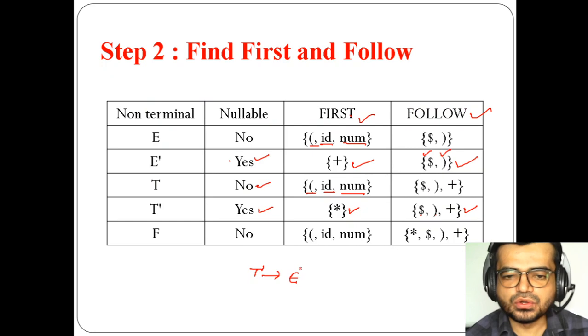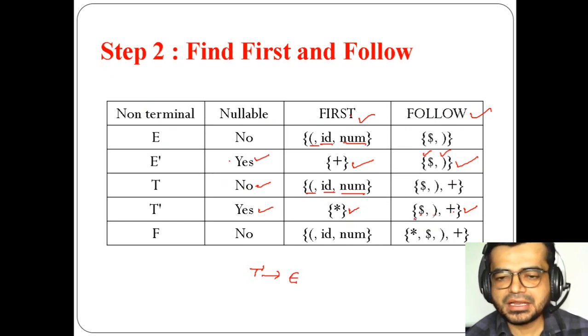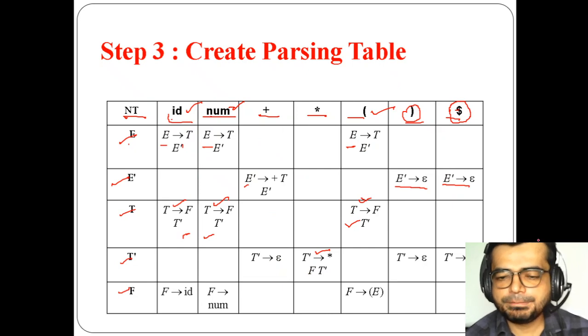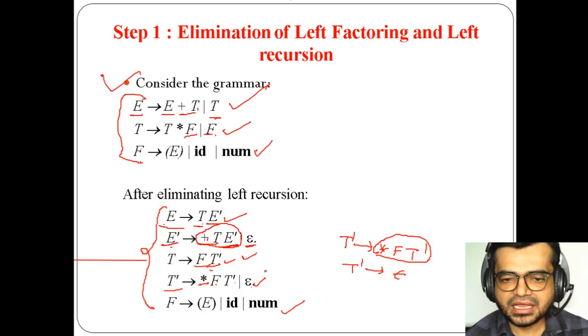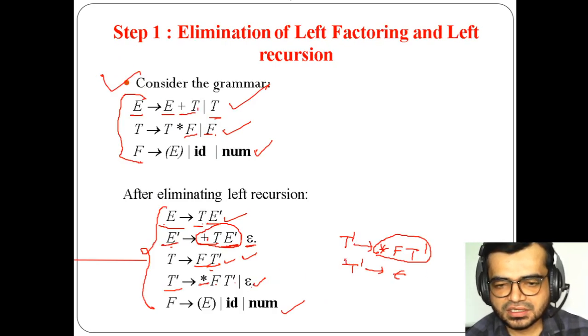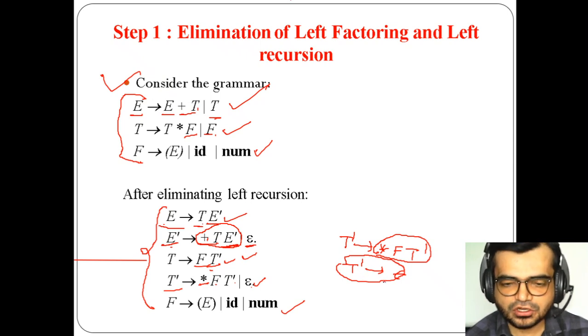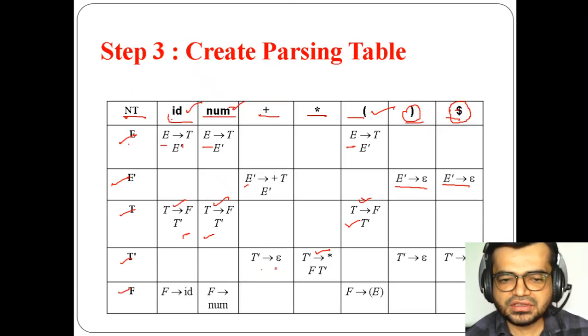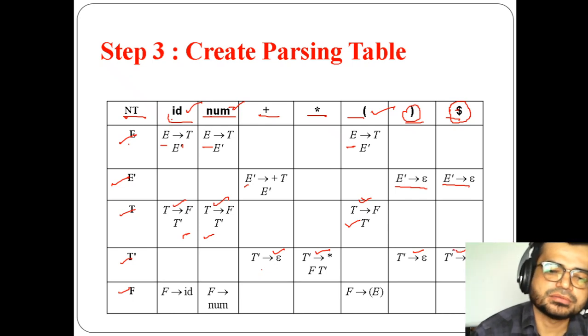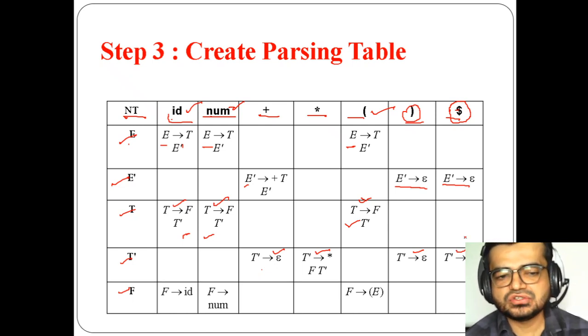Now the follow. For follow, three symbols are there: plus, closing bracket, dollar. So plus means I have to take the second one, T dash of epsilon. So in all of these three we have to take T dash of epsilon, T dash of epsilon, as well as T dash of epsilon. So in this way you have taken T dash.